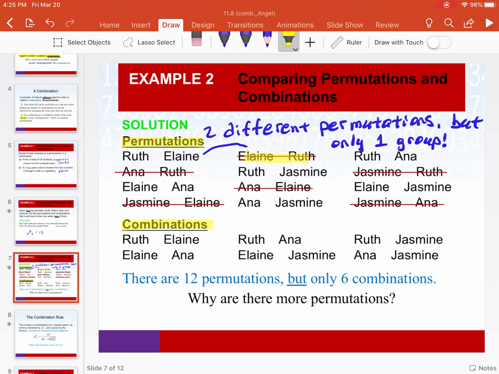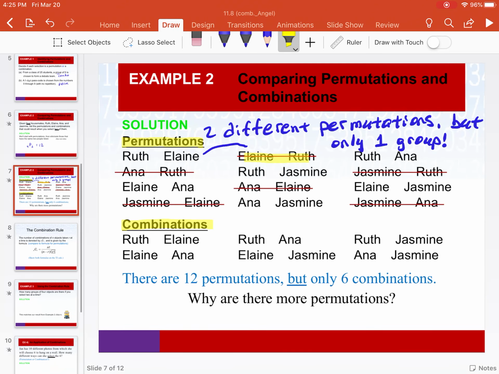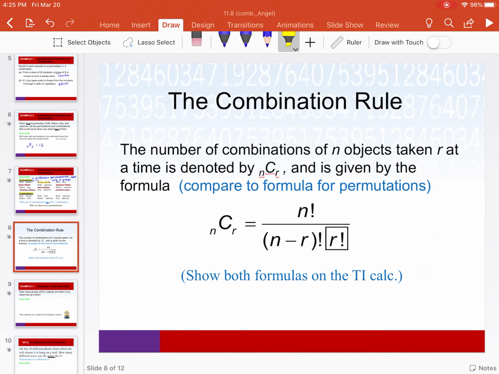Now I'm not going to try to figure out where the formula comes from. I'm just going to show it to you. And here it is. Notice if I cover up right here, that is the permutation formula: n factorial over n minus r factorial. That is permutations. Well, we said there's less combinations, and why is that?